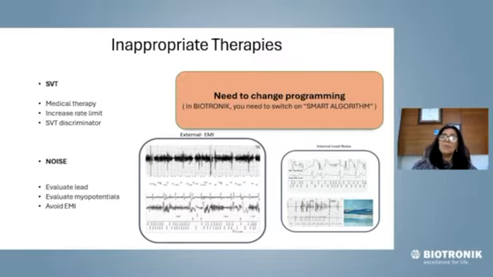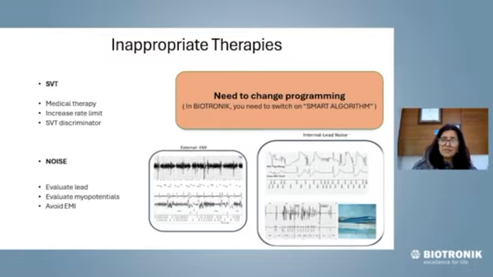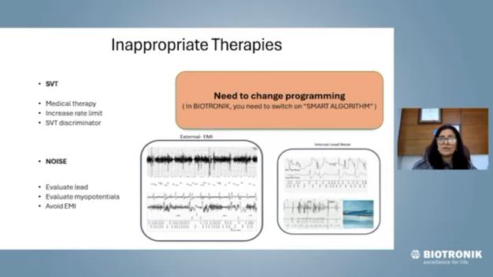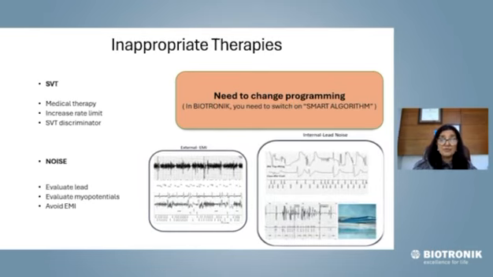And of course, then coming to noise. Most of us are confused when we see this, or we see this. The first confusion arises, what is each one of them? Which one is EMI and which one is a lead noise? Fellows often get confused.